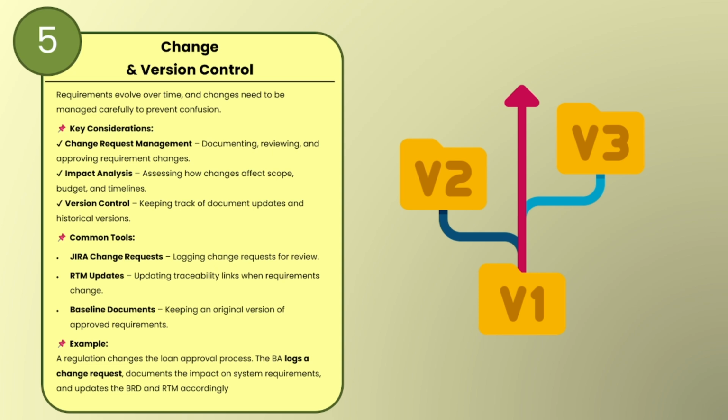The example we can consider here is that a regulation changes the loan approval process. So what does the BA do? The BA logs a change request, documents the impact on system requirements, and updates the business requirement document and RTM, that is requirement traceability matrix, as needed. So this is the work of the BA. Any regulation change means there might be changes in the flow and in the development. It is basically a change in the requirement or need of the customer. So it's the BA's duty to note it down properly somewhere, so in the future it will not create any kind of chaos.